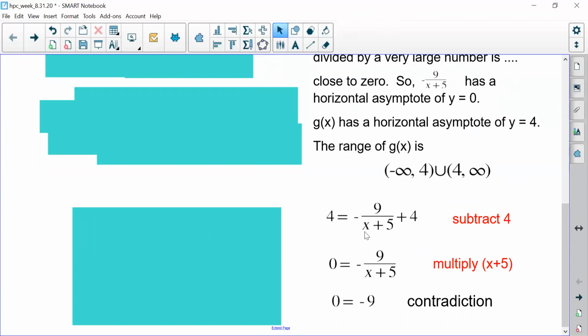To solve for x, you would subtract 4 on both sides, making this 0. And then you would multiply both sides by x plus 5. And 0 times x plus 5 is 0. And you end up with 0 equals negative 9, which is a contradiction. So in other words, g of x can never equal 4, which means 4 is not in the range, which is why the answer is this set of intervals.